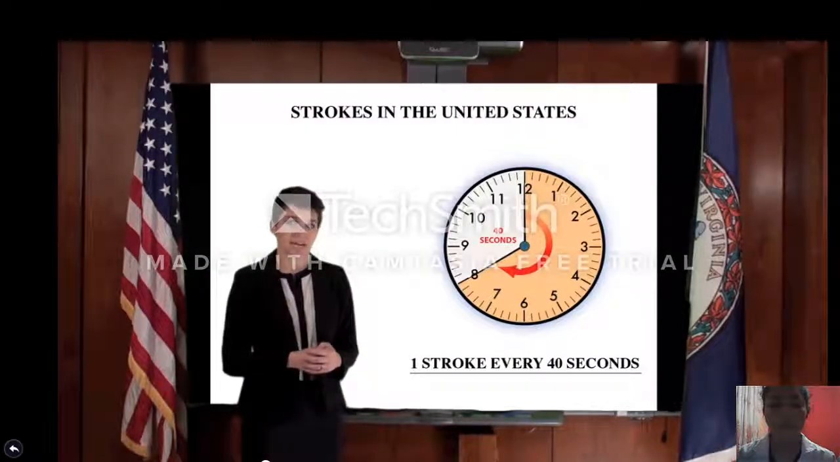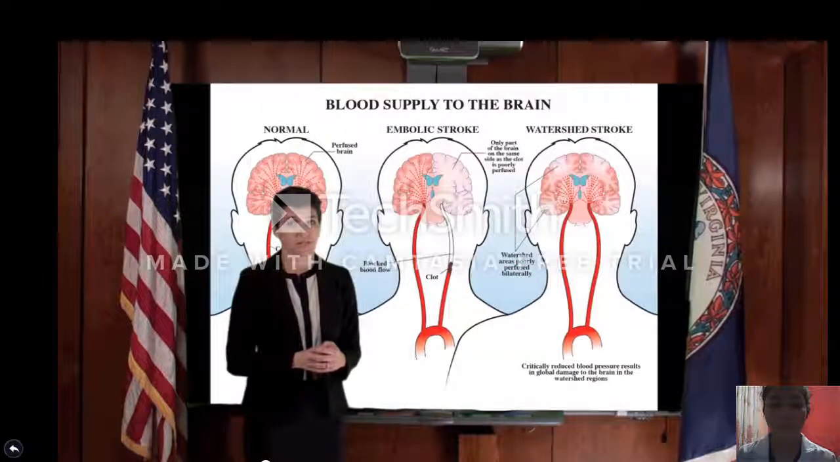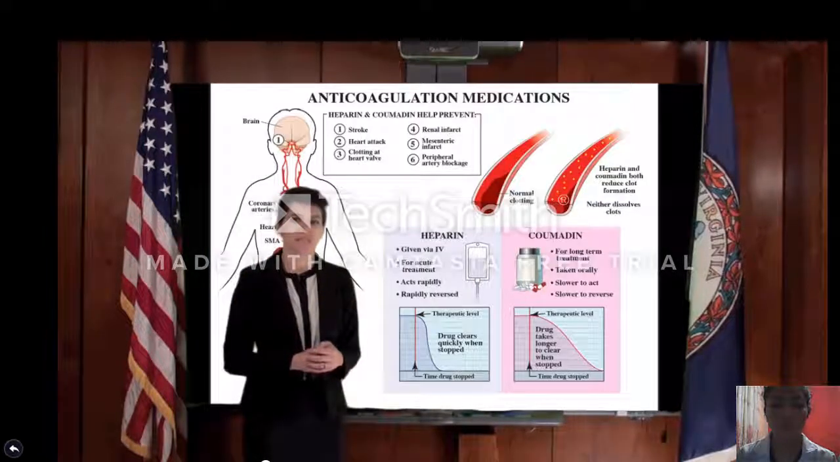About every 40 seconds, someone in the U.S. will have a stroke. In fact, it's the fourth leading cause of death in America and a leading cause of adult disability. Since about 2 million brain cells die every minute during a stroke, timing is a huge factor in its diagnosis and treatment, often making this the focus of stroke-related litigation.